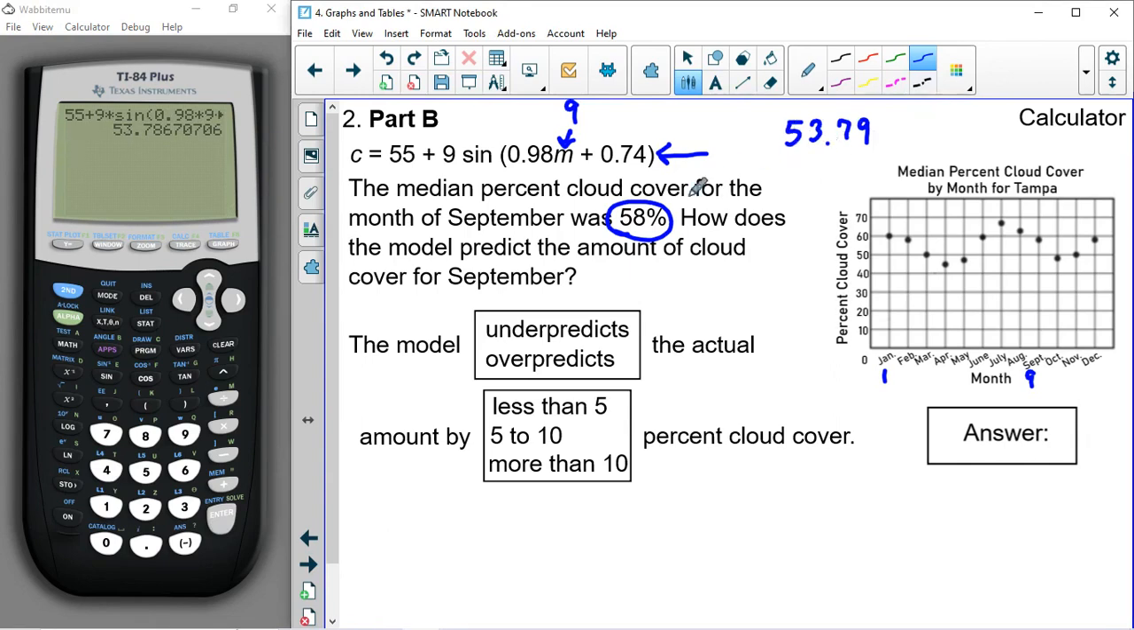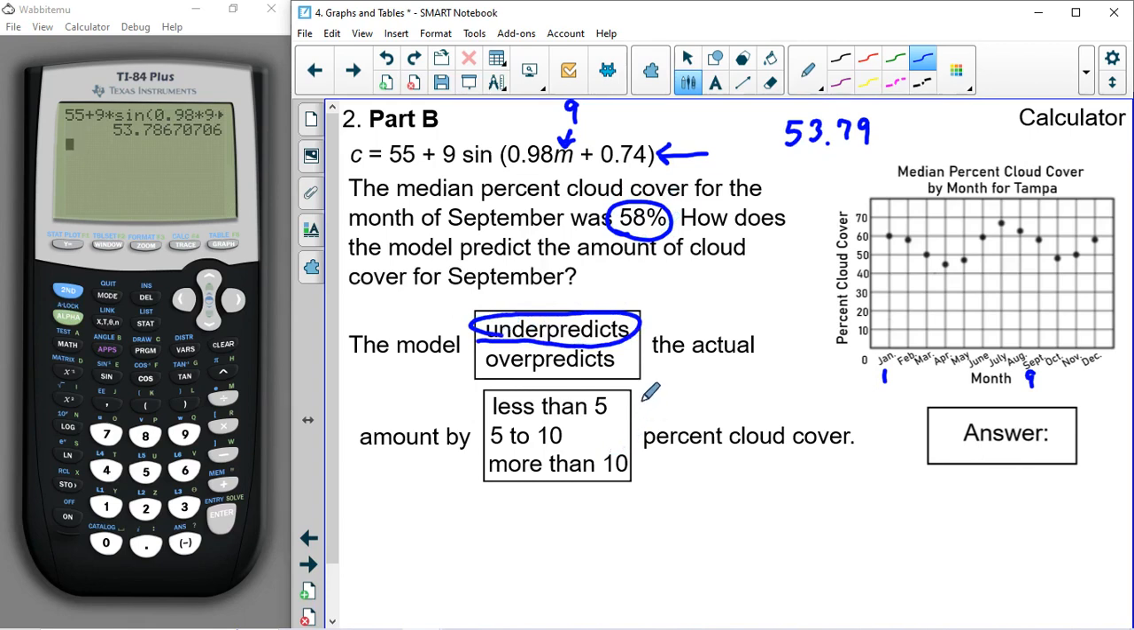Now we just have to compare that to what it actually was in September. So it looks like our model predicted 53, but it was 58. So that is an under prediction. The model under predicted it, and by how much?